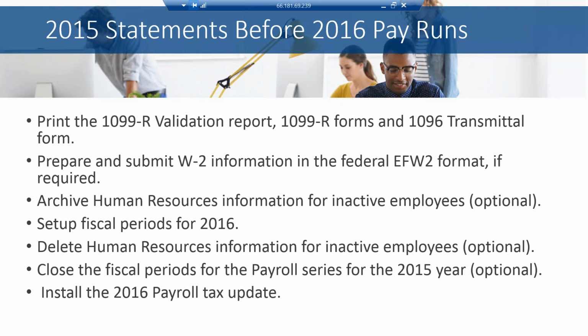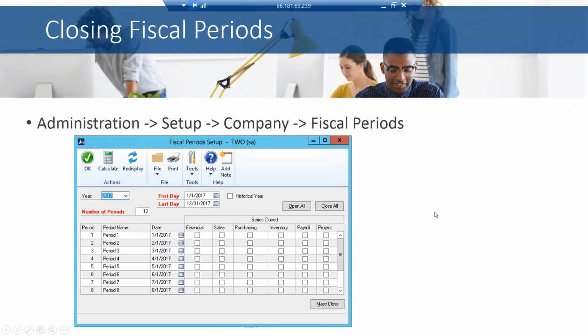Then we have some additional steps that are optional. If you're using the HR module, the Human Resources module, you can archive information for inactive employees. I'm going to come back to the fiscal periods for 2016; we already referenced that. Delete the HR information for inactive employees, and then we can close the fiscal periods for the payroll series for the 2015 year. I'm going to go back a few slides and come back to this window.